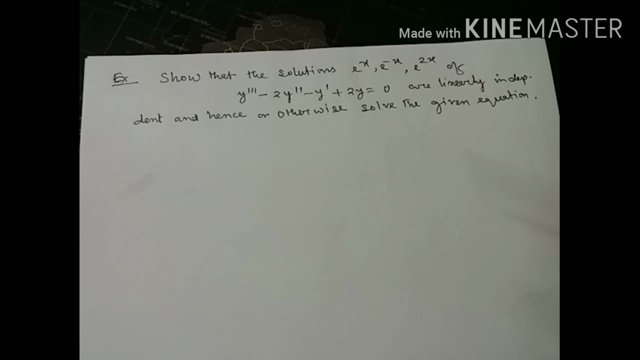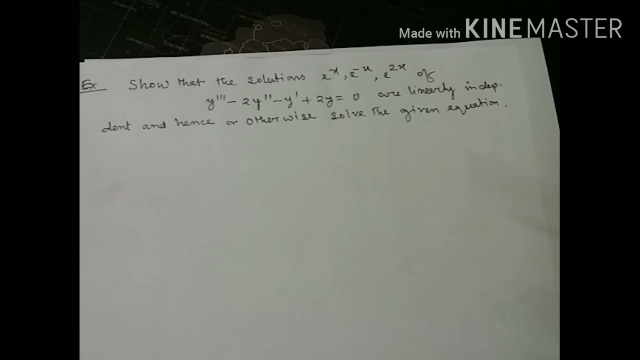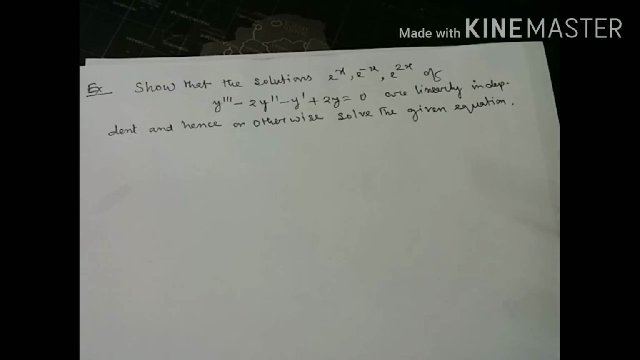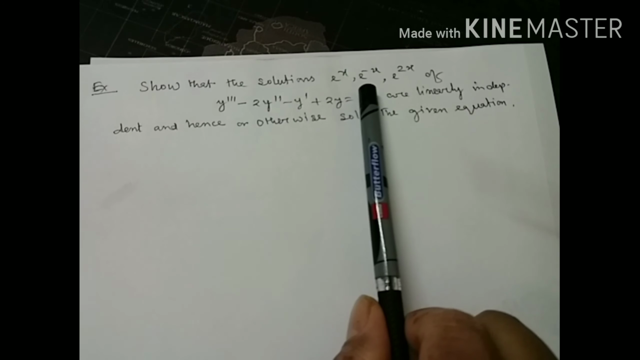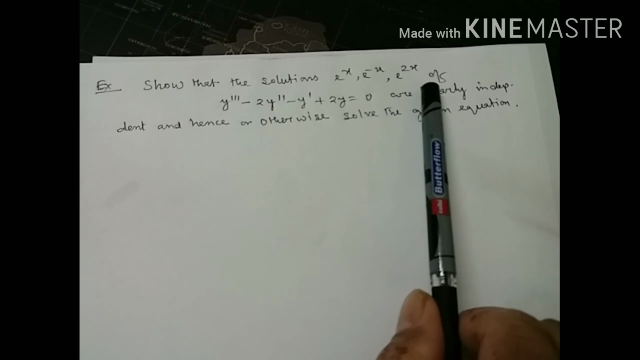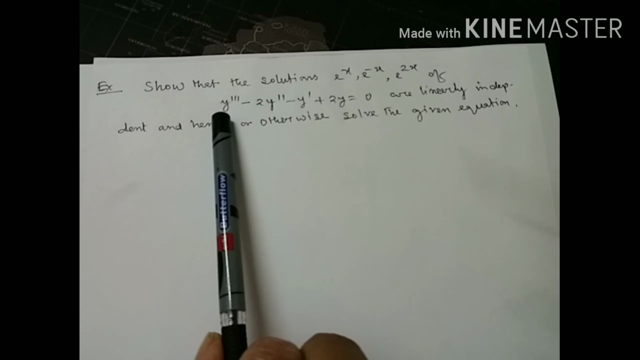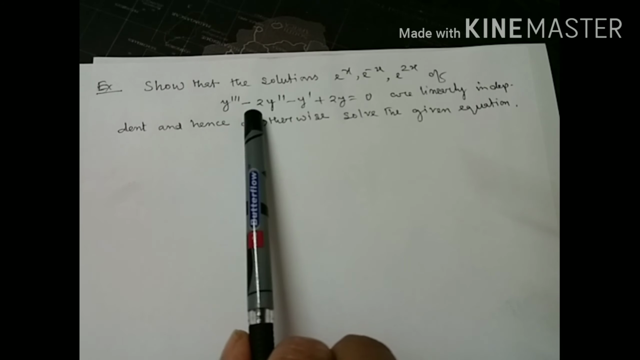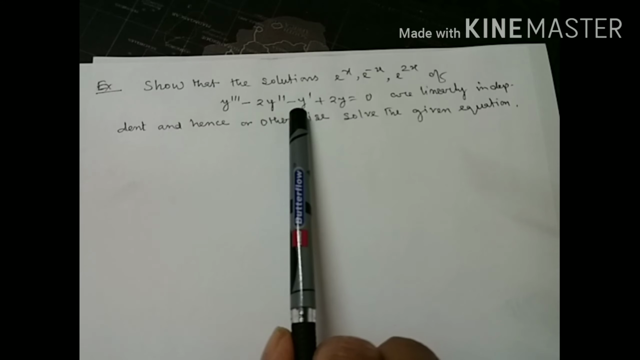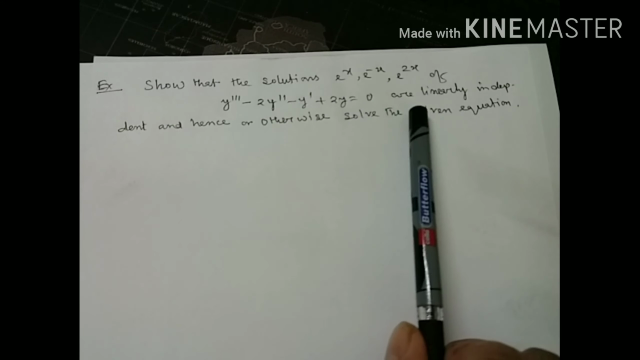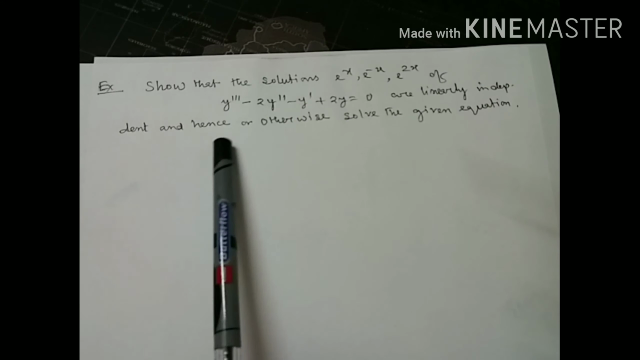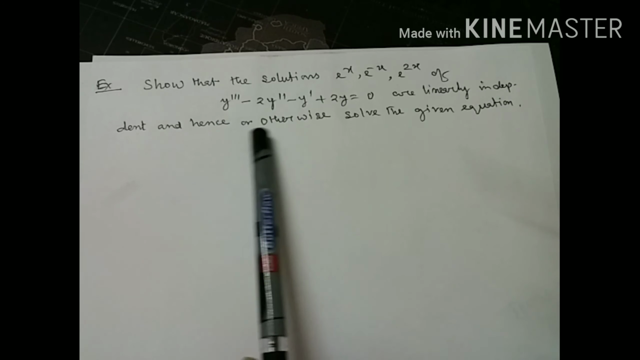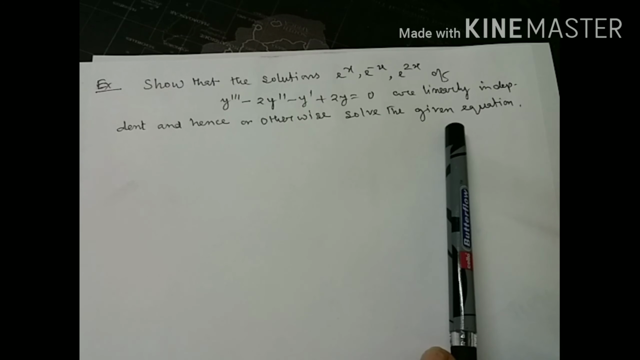Today we are solving some problems related to the Wronskian and other theorems that we have already done in our previous classes. So we are taking one problem. Show that e to the power x, e to the power minus x, e to the power twice x are solutions of the homogeneous equation y triple dash, that means triple differentiation of y, minus 2y double dash minus y dash plus twice y equal to 0, and are linearly independent. Next step, we have to find our solution of the given equation.